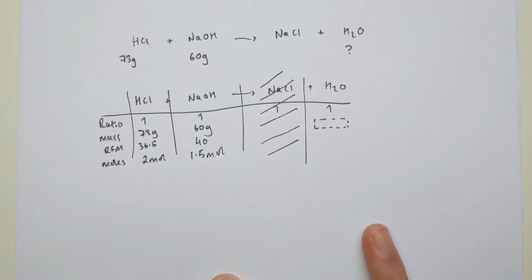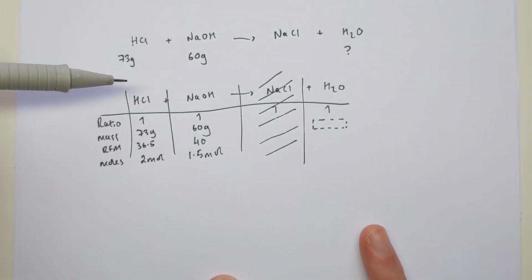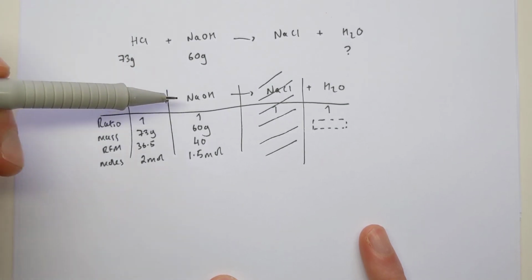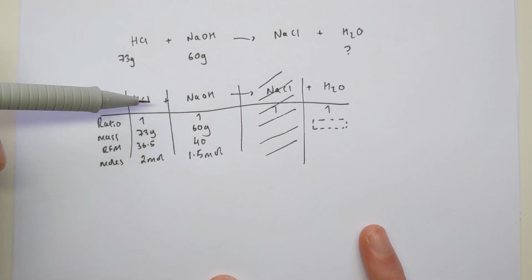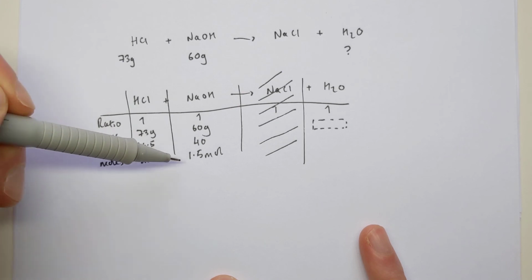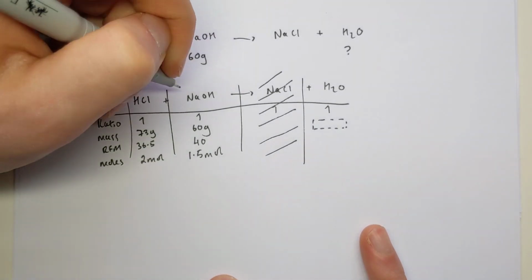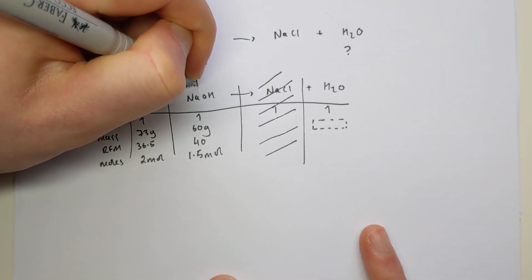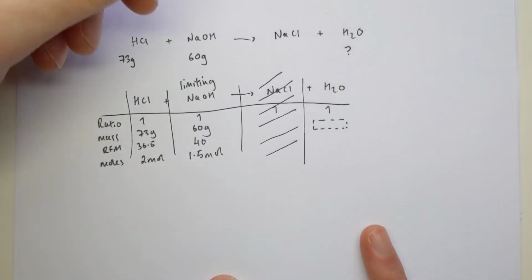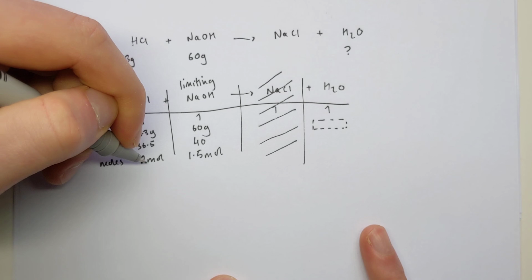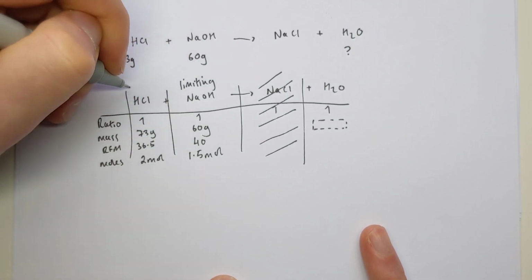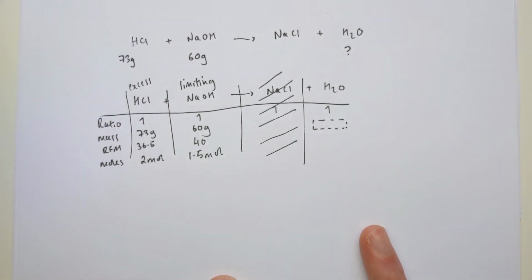So now it's the tricky bit of the question. I need to work out which one of these reactants is limiting, which one's excess. The limiting reactant is the one that runs out first. So I need to think, it's a 1-to-1 ratio, so one of this reacts with one of this. The one which is going to run out first is going to be my sodium hydroxide, because I've only got 1.5 moles of it. There's going to be some HCl left over, because there's going to be 0.5 left over once that 1.5 reacts. It's going to be the excess reactant.